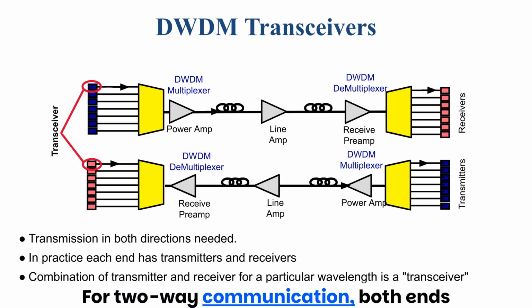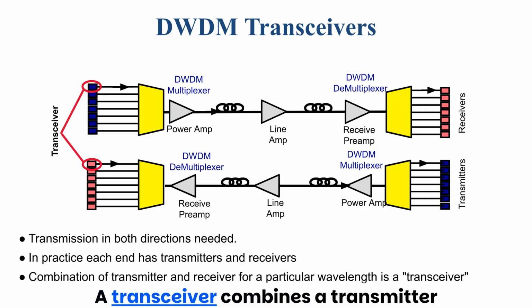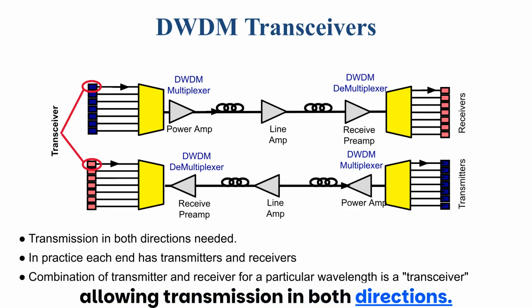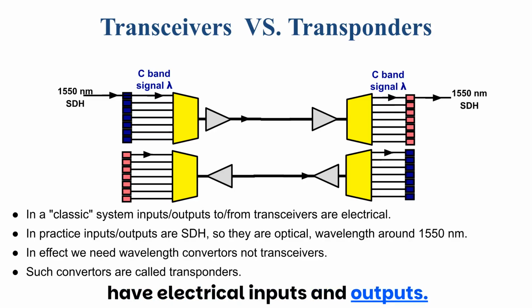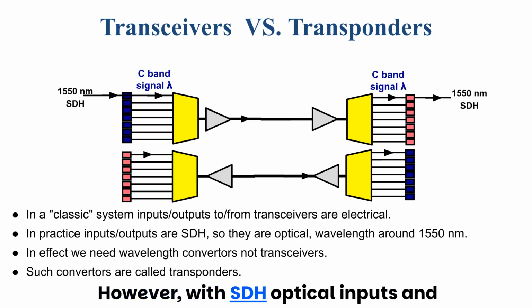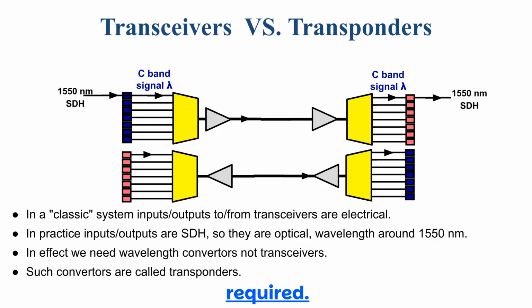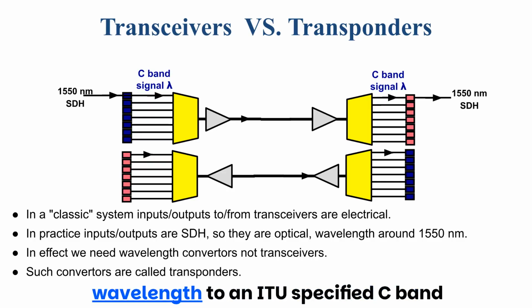For two-way communication, both ends of a fiber require transmitters and receivers. A transceiver combines a transmitter and receiver for a specific wavelength, allowing transmission in both directions. In classic DWDM systems, transceivers have electrical inputs and outputs. However, with SDH optical inputs and outputs, wavelength conversion is required. These converters are called transponders, changing the input wavelength to an ITU-specified C-band signal.